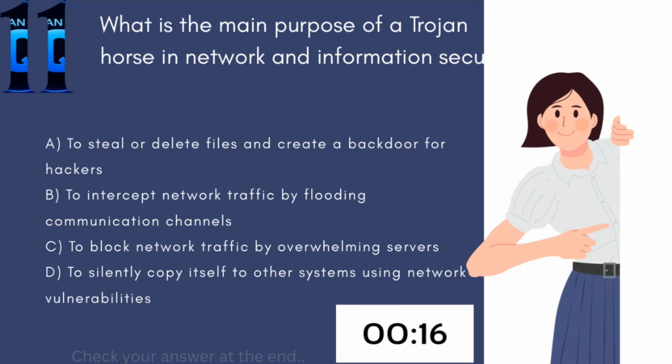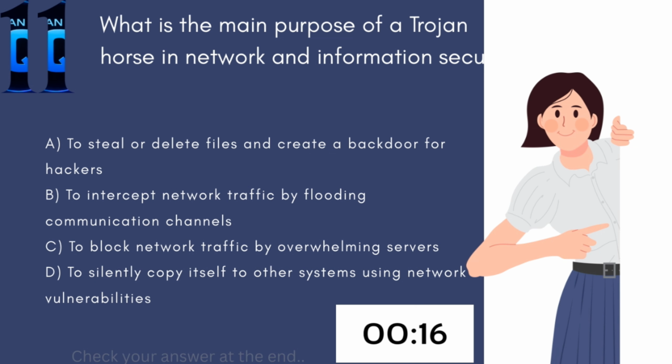Now, let's check your understanding at the end of this slide. So, what is the main purpose of a Trojan horse in network and information security? Well, option A is to steal or delete files and create a backdoor for hackers. This is actually the most accurate description. Trojans often disguise themselves as legitimate software, but their real goal is to give attackers access to your system, allowing them to steal data or even take control.